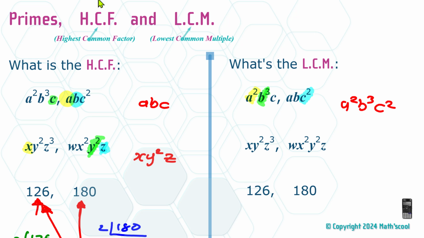Okay, so for this one, we use the x squared. It's the one with the bigger power. We use the y squared. They're the same, so either one will do. We use the z cubed.